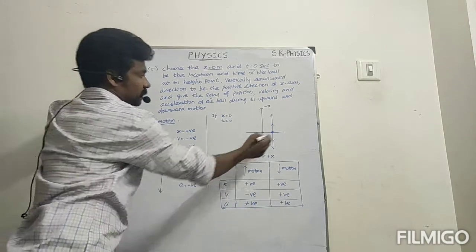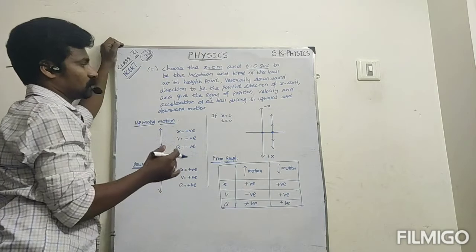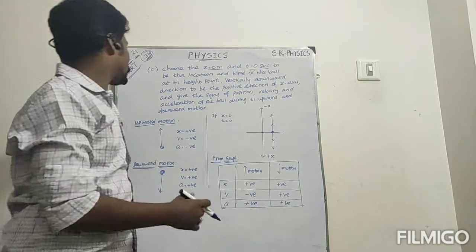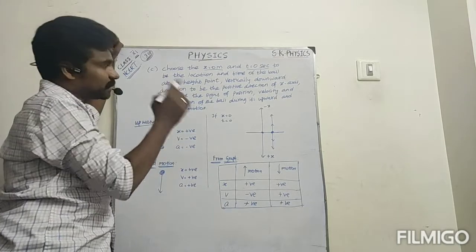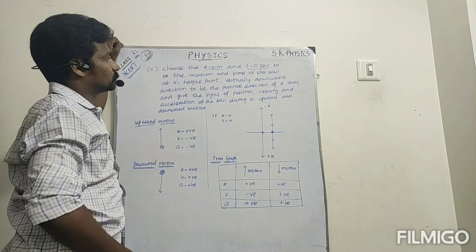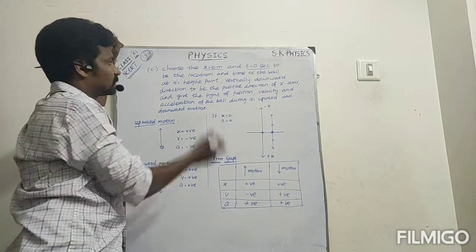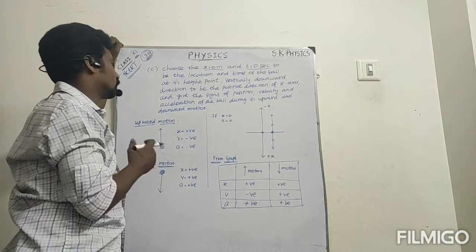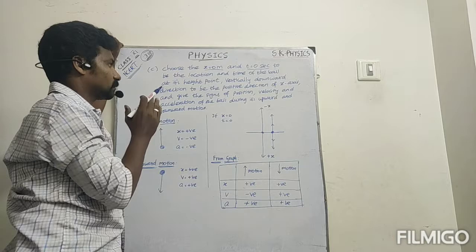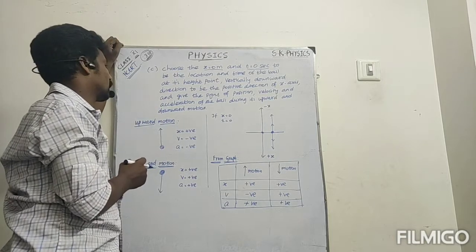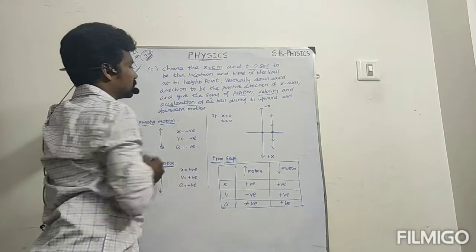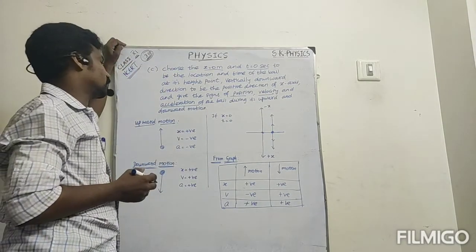Okay, so here the time is 0 and the position is also 0. So in this situation, choose x equal to 0 meter and t equal to 0 second as the location and the time of the ball at its highest point, with the vertically downward direction to be the positive direction of the x-axis, and give the sign of the position, velocity and acceleration of the body during its upward and downward direction.